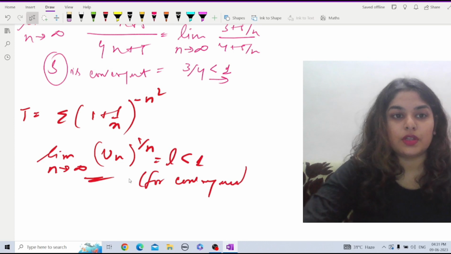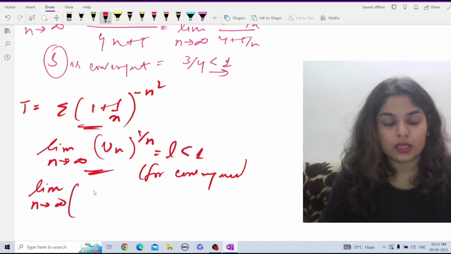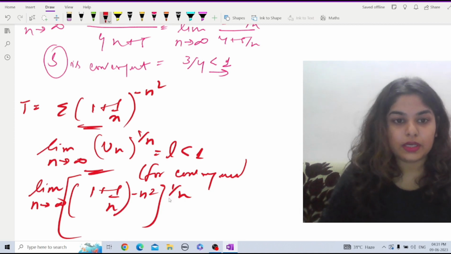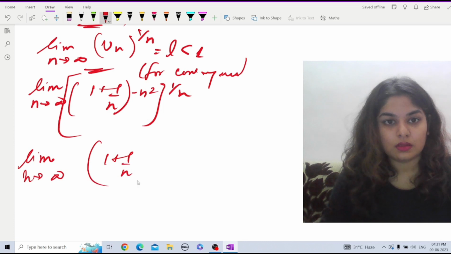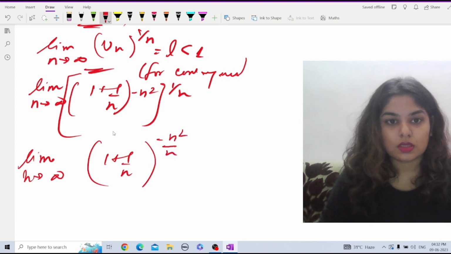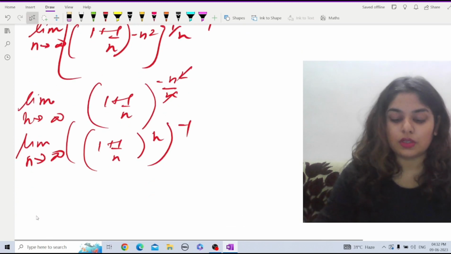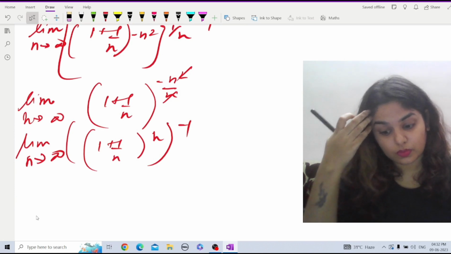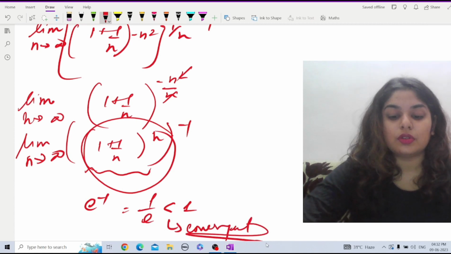Now in order to use this formula, what is our u n? That is 1 plus 1 by n to the power minus n square, correct? So let us write down the limit n tends to infinity of 1 plus 1 by n to the power minus n square, whole to the power 1 by n. So what do we get here? This is limit of 1 plus 1 by n to the power minus n square by n, so n gets cancelled and it is minus n, or we can write it as 1 plus 1 by n to the power n, whole to the power minus 1. So that is the inverse. Now this is e, so e to the power minus 1, that is 1 by e, which is less than 1. So again this is convergent. That means S and T both are convergent. So let us check our options.